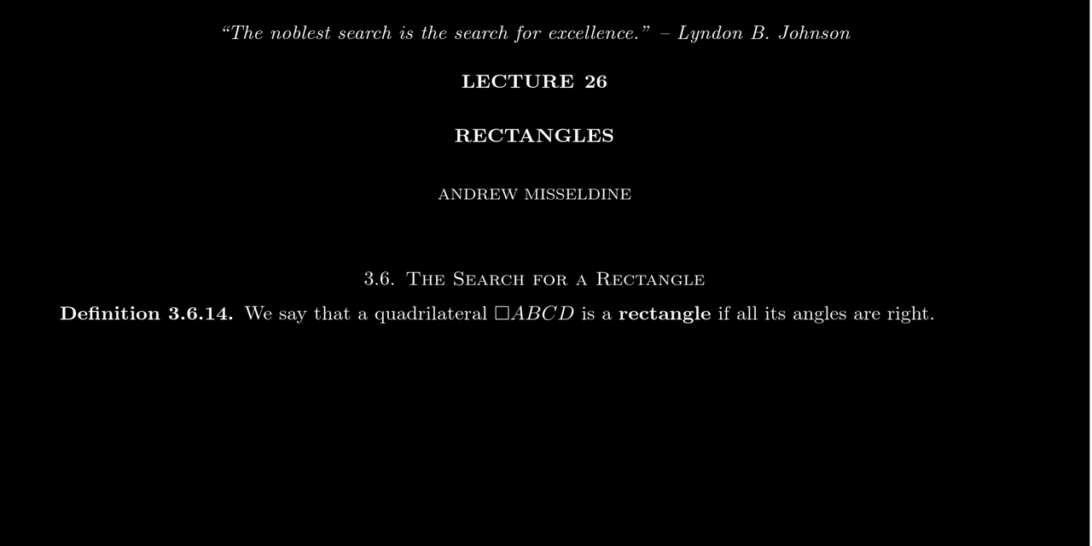Now, this section 3.6, we're going to be talking about the existence of rectangles inside of neutral geometry. All of the theorems and definitions for this lecture will be comprised in neutral geometry, so that using Hilbert's axioms, the incidence axioms, the betweenness axioms, the congruence axioms, and axioms of continuity, we have at the moment not making any assumptions about any parallel postulates whatsoever.